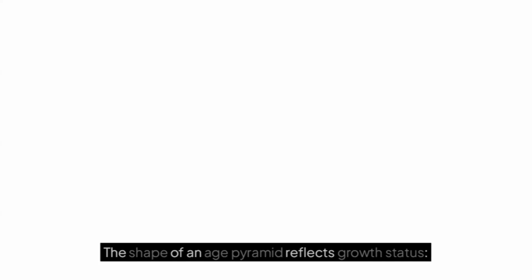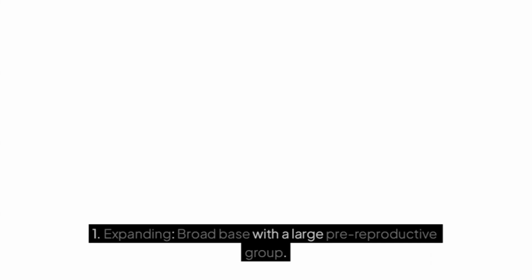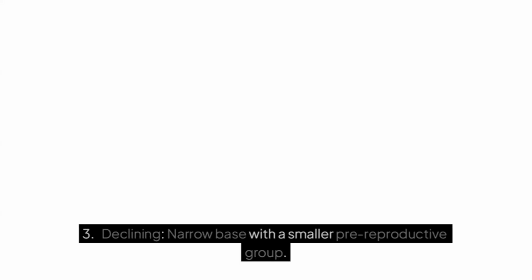Age distribution and age pyramids. The proportion of individuals across pre-reproductive, reproductive, and post-reproductive age groups. The shape of an age pyramid reflects growth status. 1. Expanding. Broad base with a large pre-reproductive group. 2. Stable. Uniform distribution across pre-reproductive and reproductive groups. 3. Declining. Narrow base with a smaller pre-reproductive group.